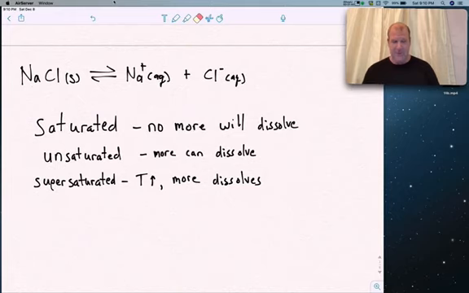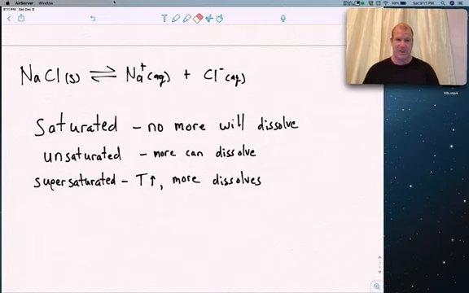Here I have sodium chloride salt dissolving, turning into sodium cation and chloride anion in water, aqueous. If a solution is saturated, that means no more will dissolve. Sodium chloride salt is very soluble. If you ever try to make a solution, you can put a lot of salt in water. It's about 3 to 1, so about a 25% solution by mass.